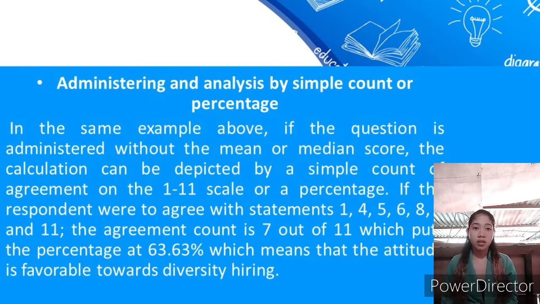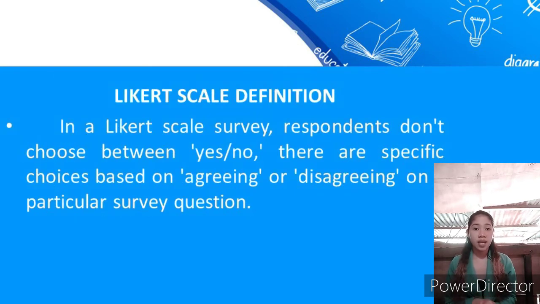So if the respondents were to agree with the statements, for instance, number 1, number 4, number 5, number 6, number 8, number 9, and number 11, then the agreement count is 7 out of 11, which puts the percentage at 63.63%, which means that the attitude is favorable towards diversity hiring. So that was the Thurstone type of scale.